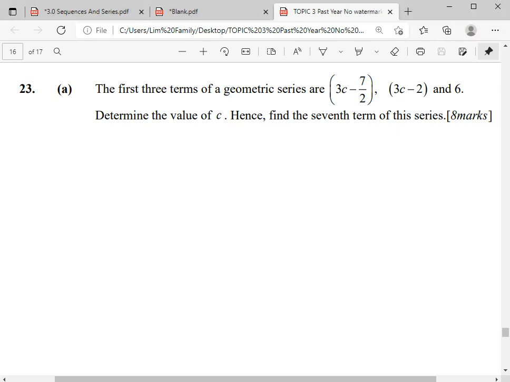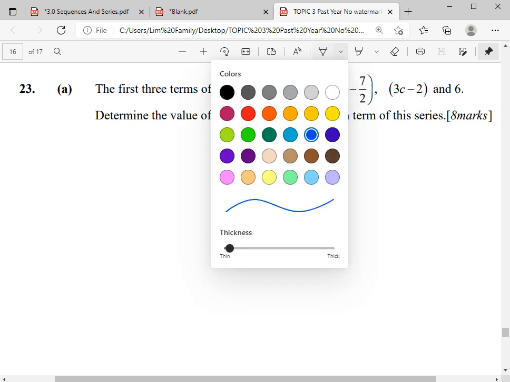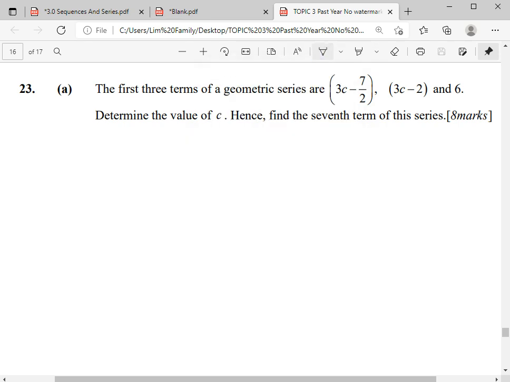Okay, so let us see this question 23. They said this is 3 terms. So maksudnya dia adalah 3 term yang berturut-turut in our geometry series. They are testing us on our knowledge of geometry series. So 3, this is our first term, second term, third term. And we have to find out what is our C.